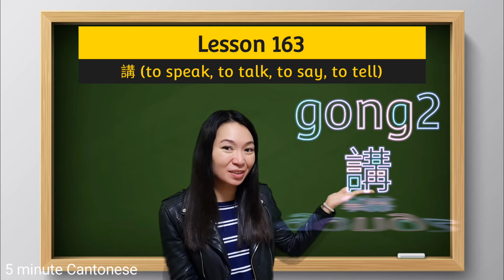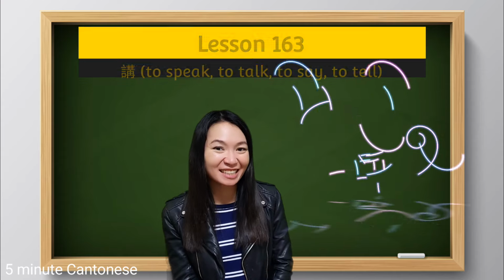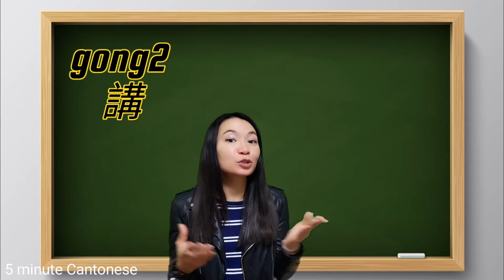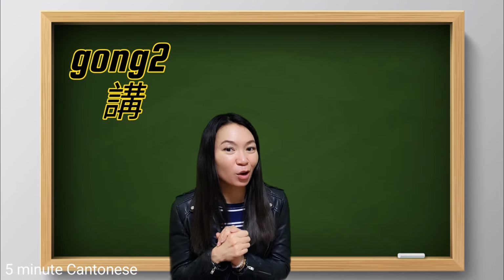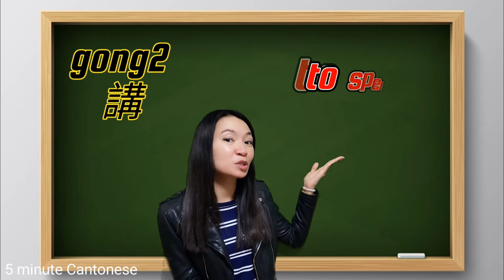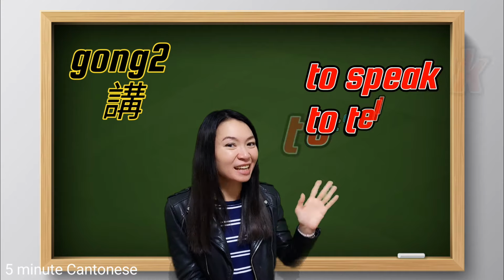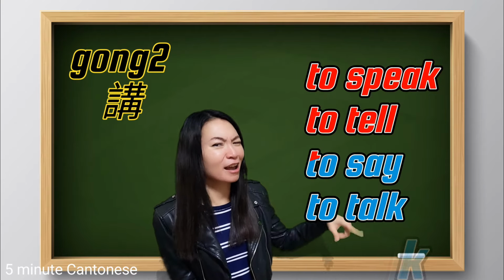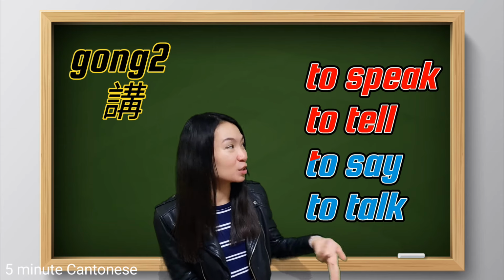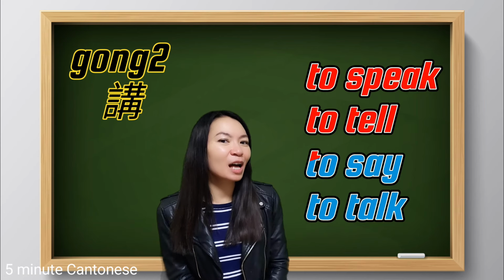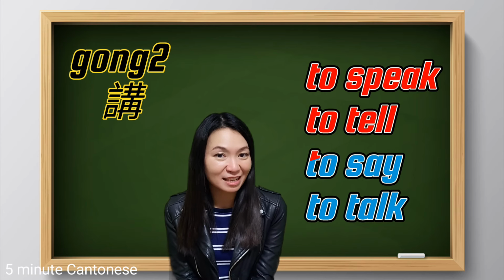Today, we'll only focus on one word. 講. Let's get started. First of all, remember what is the meaning of 講? Yes, 講 means to speak. However, in Cantonese, basically, to speak, to tell, to say, and to talk, we can use the same verb, 講. Now, let's make some simple sentences.